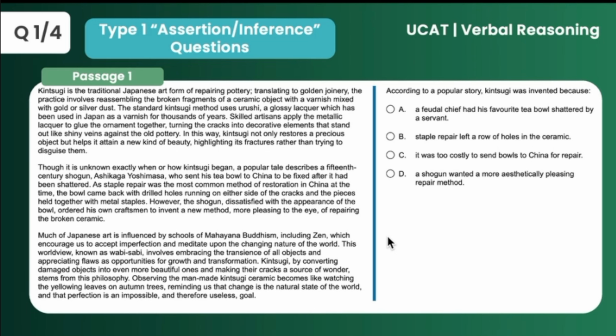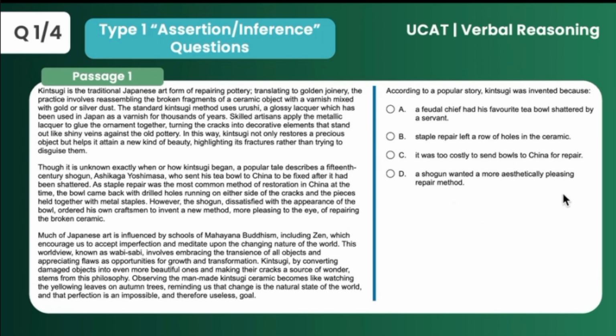Okay, so your reasoning is, even though D is correct, B is what started it off, and so the technical reasoning is it was invented because staple repair left a row of holes in the ceramic. And Sarah says, oh, that makes sense too. So it does make sense. B comes before D.